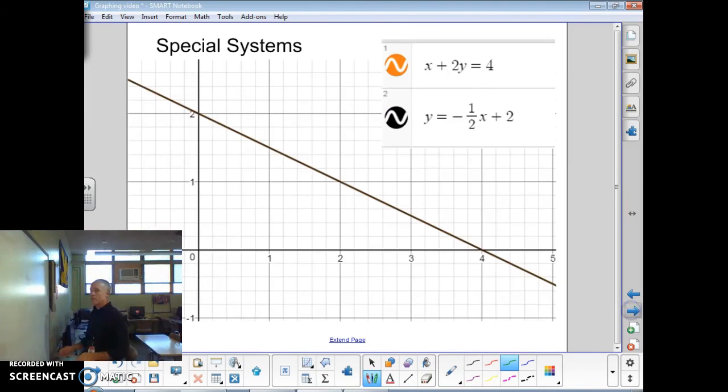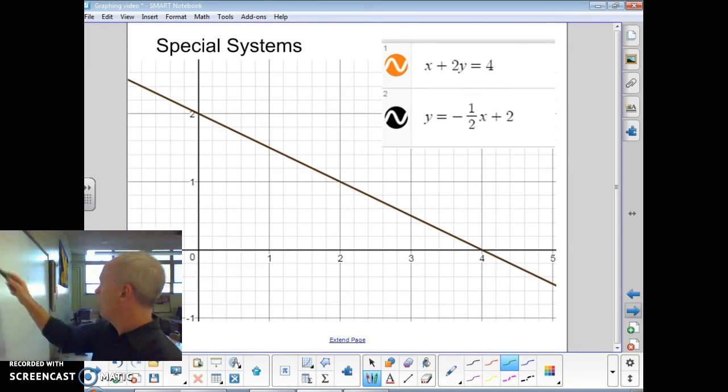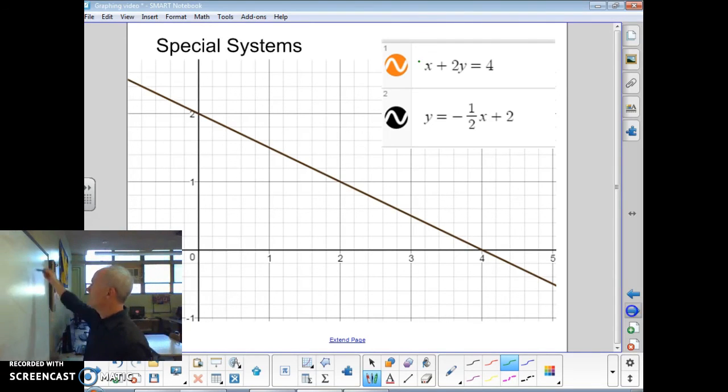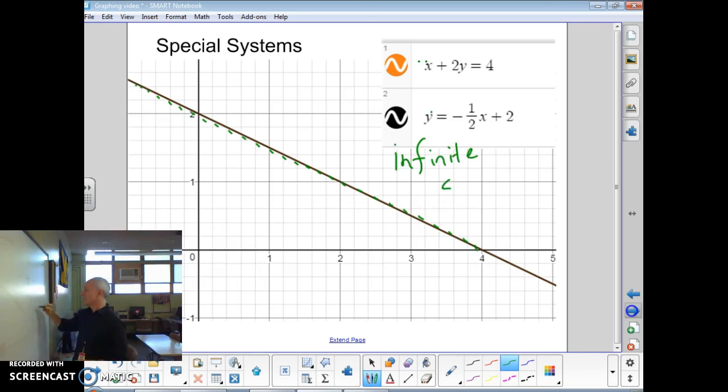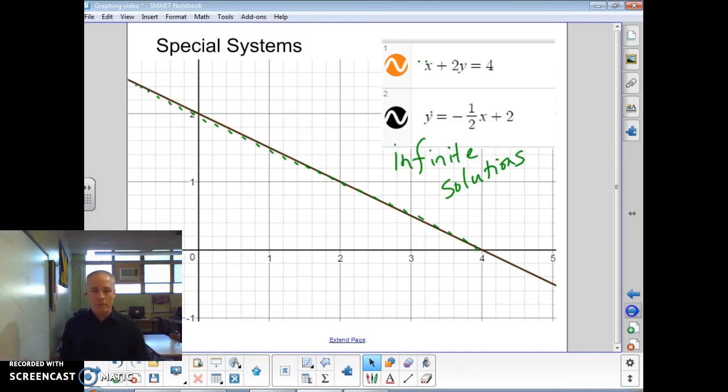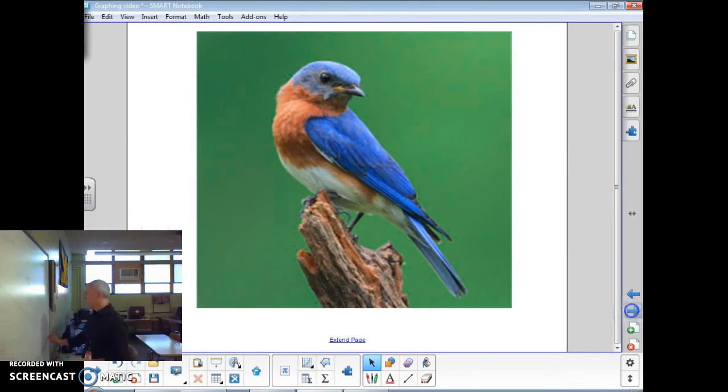Take a look at another special case. This one looks like what's happening here. One line. That means both lines are showing up on the same line. That means these are equivalent lines, meaning they're intersecting all along the way. In fact, there's an infinite number of intersections. So therefore, there's an infinite possible number of solutions to this special case.